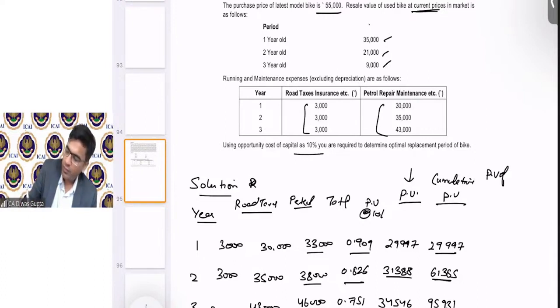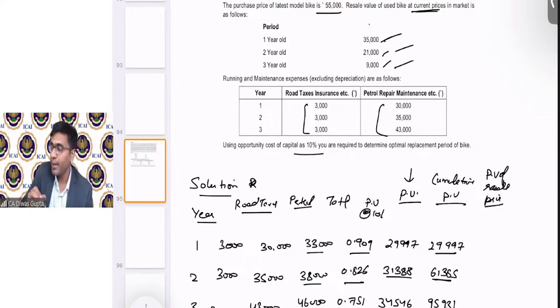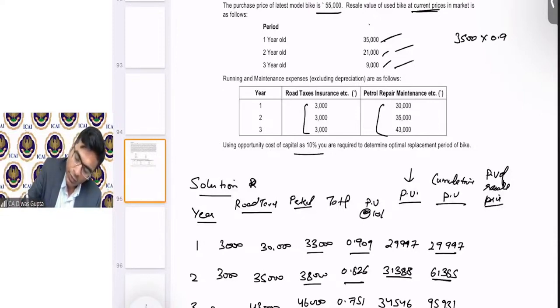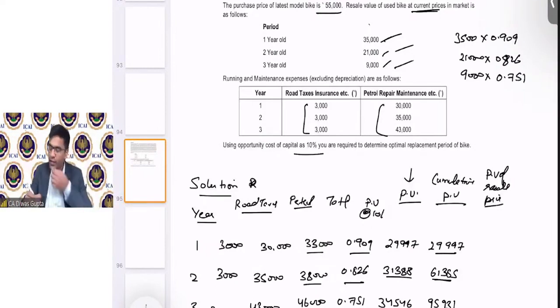Then the present value of resale price also comes into play. So 35,000 in case I replace in the first year, 21,000 and 9,000, but these are the respective values. We have to convert into the present value. So 35,909 into 0.909, 21,826 into 0.826, 9,000 into 0.751. So the present value of the resale price will be 31,815, 17,346, 6,759.